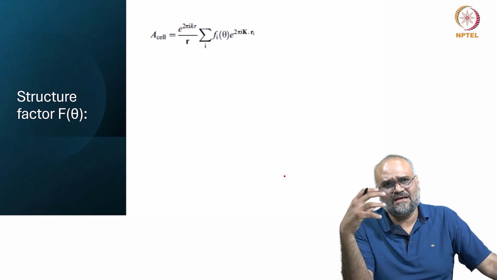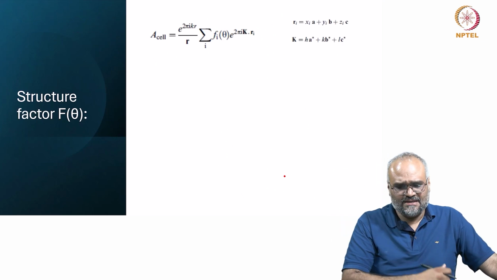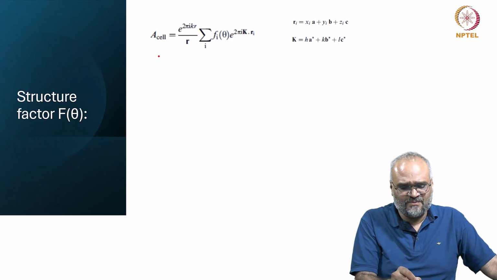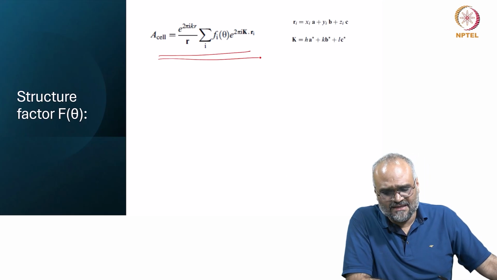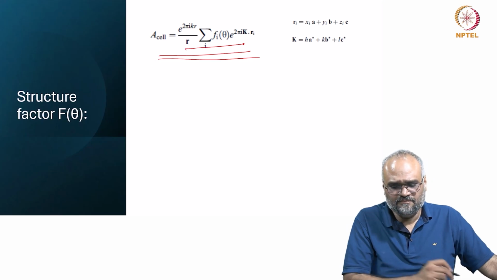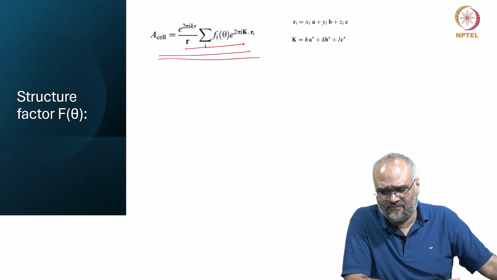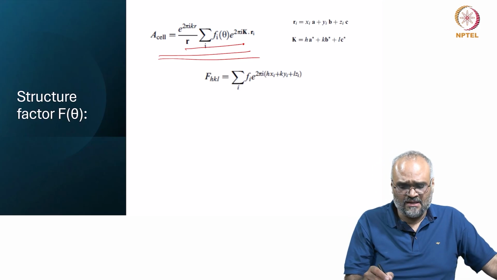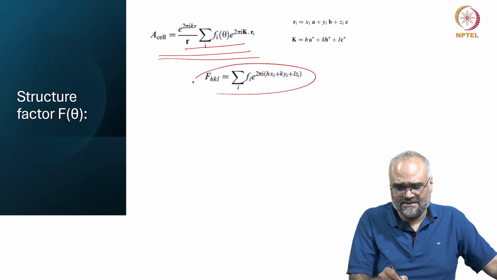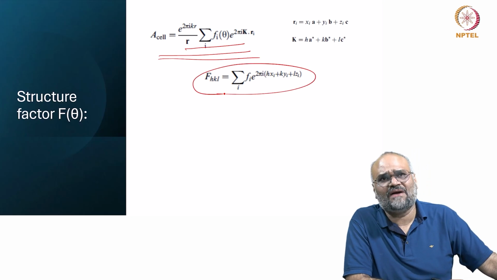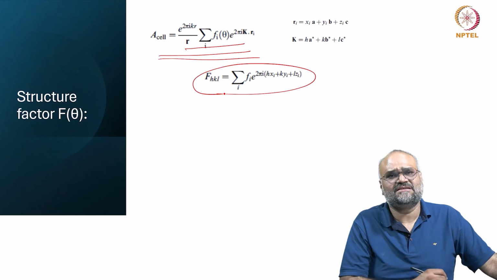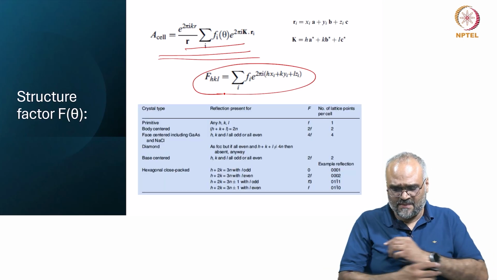So if I look at it in more detail, if I now have the expression for the atomic scattering factor as a cell in a more complex summation form given like this, my net structure factor is given by such an expression. Here are my extinction rules.